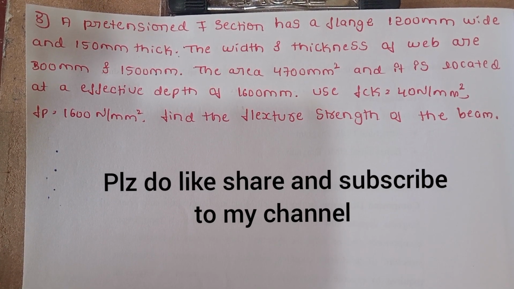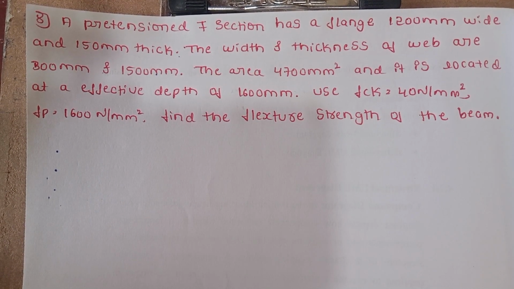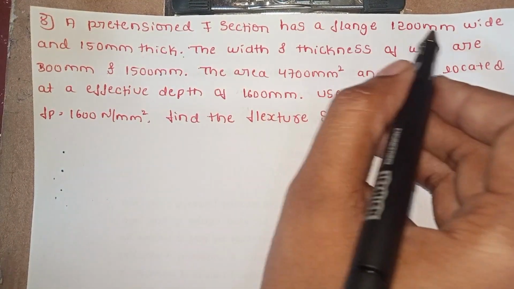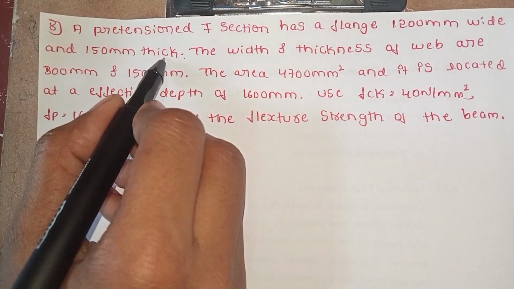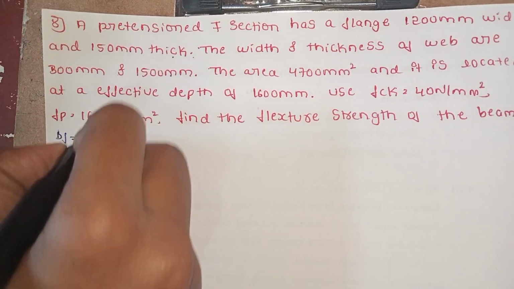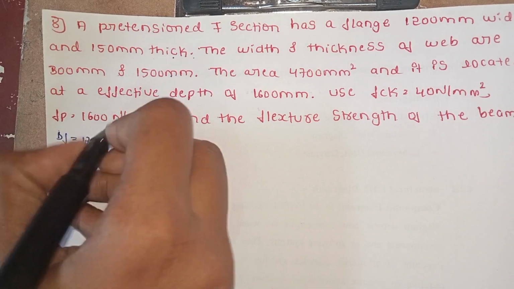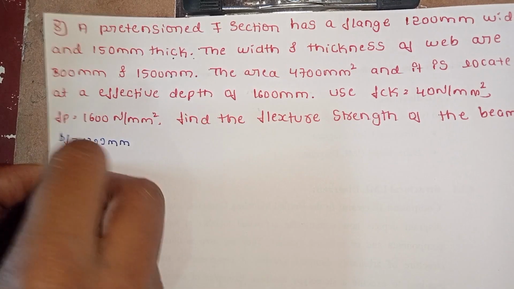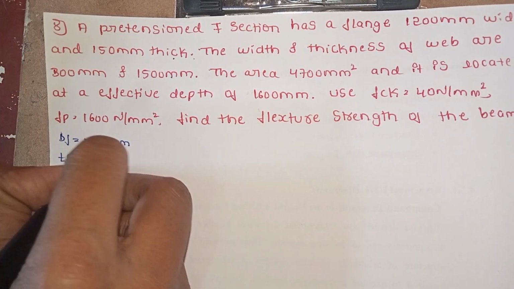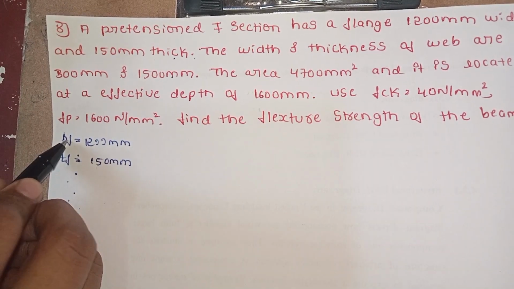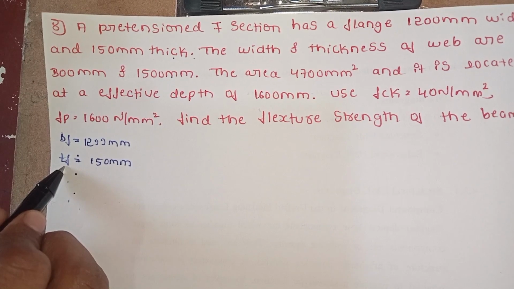Today I am going to solve one more problem related to the pre-tensioned prestressed concrete beam. This is problem number 8. A pre-tensioned T section has a flange 1200 mm wide and 150 mm thick, means BF equal to 1200 mm and TF equal to 150 mm. BF means width of the flange and TF means thickness of the flange.